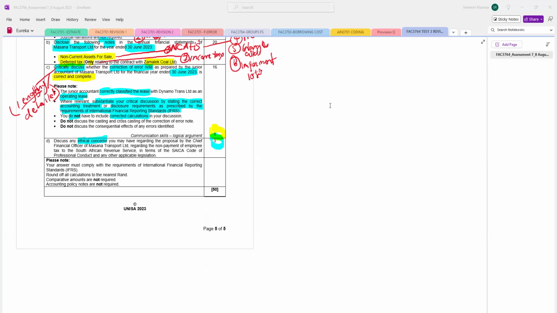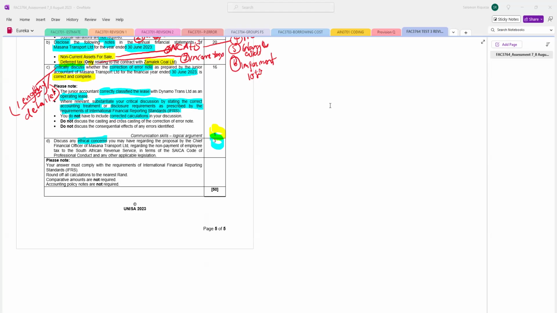All right, perfect. So, like I was saying, every accountant needs to understand ethics. All right, ethics are very important, so they will always ask you questions like that. So it says discuss any ethical concerns you may have regarding the proposal of the Chief Financial Officer of Masana Transport Limited regarding the non-payment of employee tax to the South African Revenue Service in terms of the SAICA Code of Professional Conduct and any other applicable legislation.